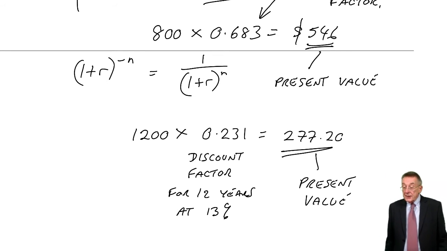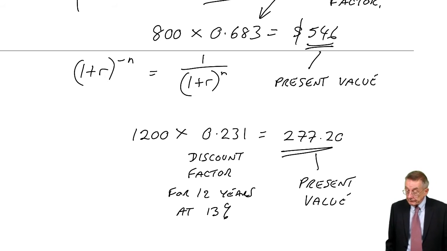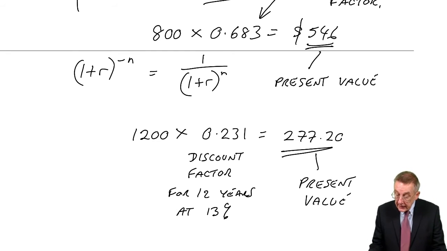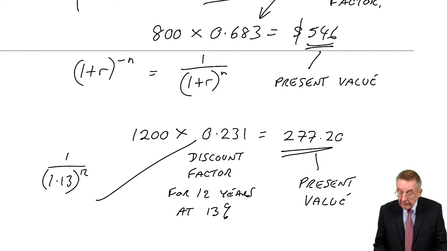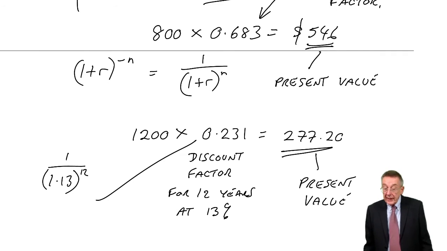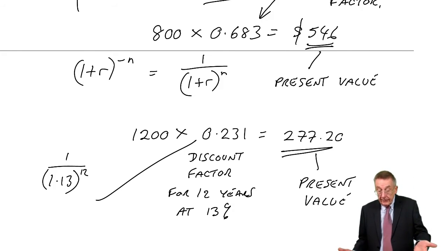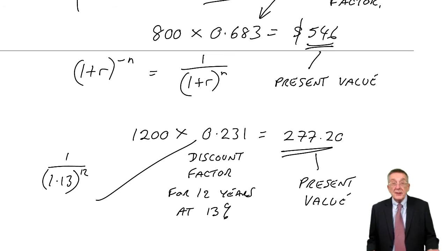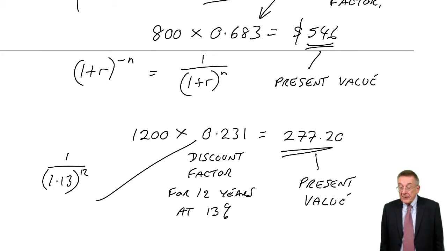So a lovely little exercise. By all means, check it. Do it on your calculator. Discount factor, you could have done it without tables and said it's 1 over 1 plus r, so 1.13 to the power 12. By all means, check, and you will find you get to 3 decimal places 0.231. Seriously, you might as well use the tables. The examiner expects you to use the tables, unless you're asked to do something which doesn't fit in the tables.